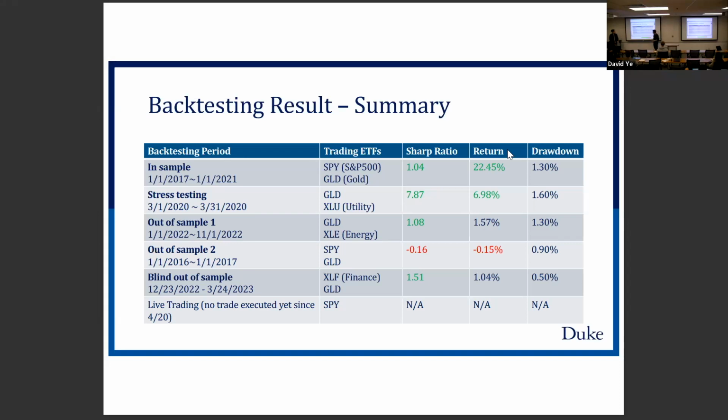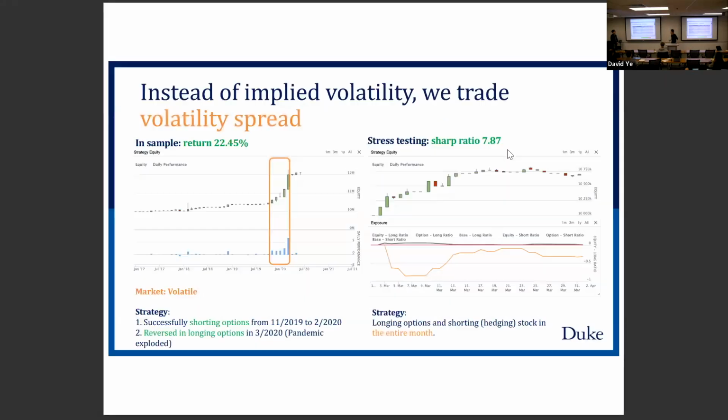And in the Sharpe ratio, we can see that in most of the periods, the Sharpe ratio performs well. However, in the return, in the in-sample and stress testing, the return is good, but in the other three sample periods, it is not. Besides these numbers, although they are important, what's more important to us is that we want to review if our strategy works as we expected, what it does well, and what needs to be further improved.